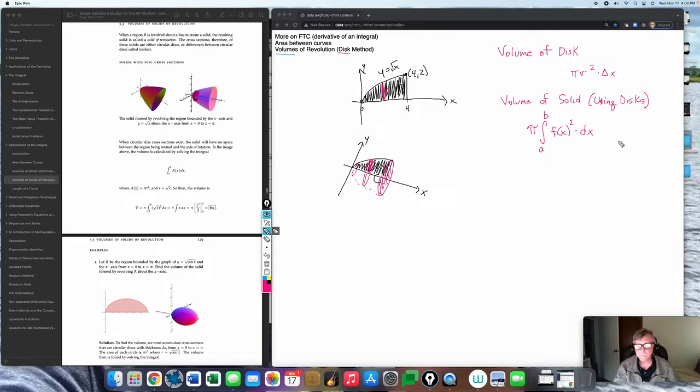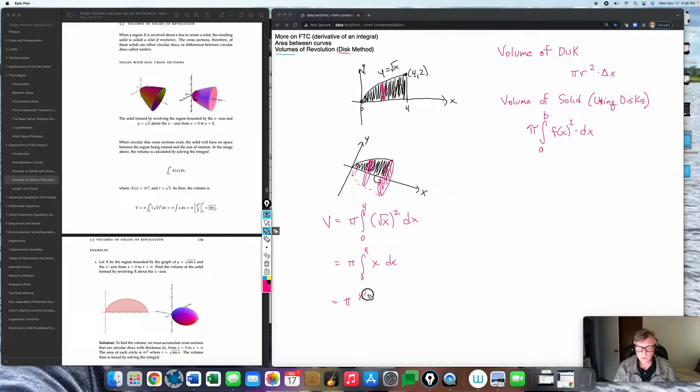All right, so how do we put that into practice here? This volume would be the integral from 0 to 4, because that's the region that we picked, of pi times the function squared, pi r squared, times the thickness of each disk. The reason why I chose the square root of x is because when you square it, it becomes a nice easy function to work with, which is x. The 2 exponent is gone because I squared the square root.